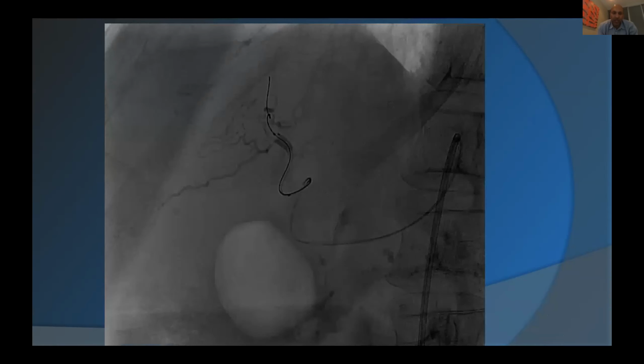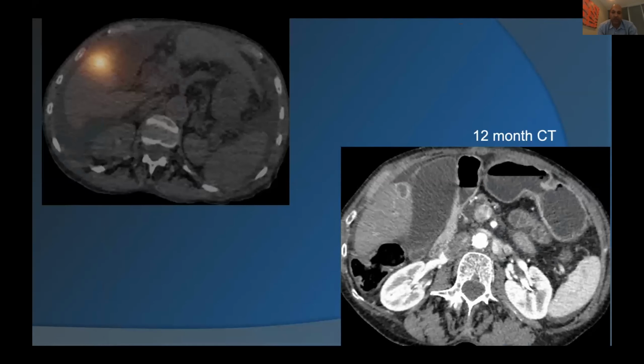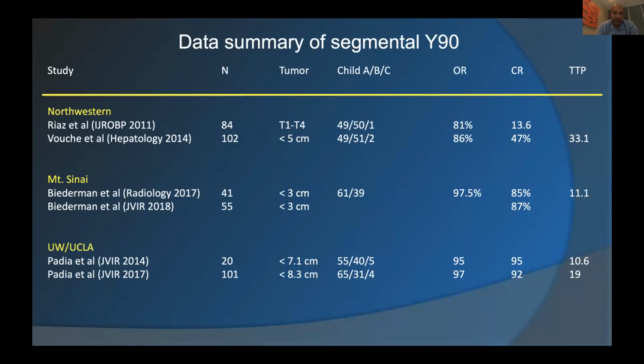And so then we inflate the balloon, and you can see the balloon inflated here. And now we're infusing in the trunk of the right hepatic artery, but the particles now have essentially nowhere to go except to ricochet off the balloon down into the segment 5 branch. And as a result, we're able to do a radiation segmentectomy by isolating the distal branches, and this patient had a complete response at 12 months.